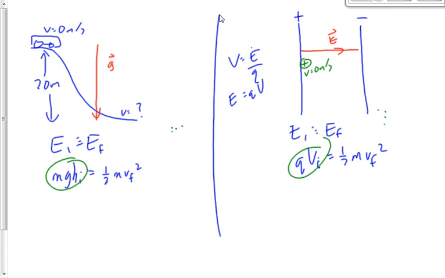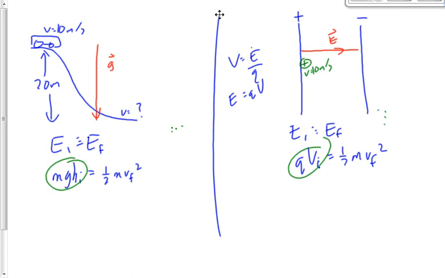Let's give the car an initial speed now. It's 10 meters per second. While we're at it, let's give this charge an initial speed of 10 meters per second. How does that change things over here on the left-hand side? Abby?